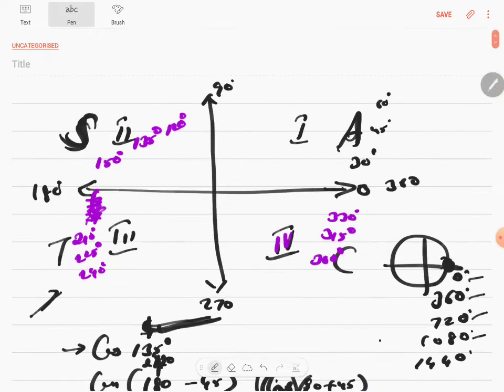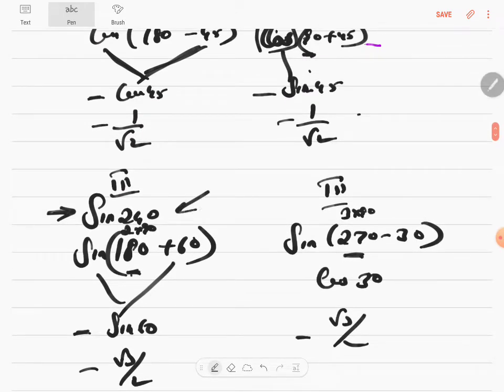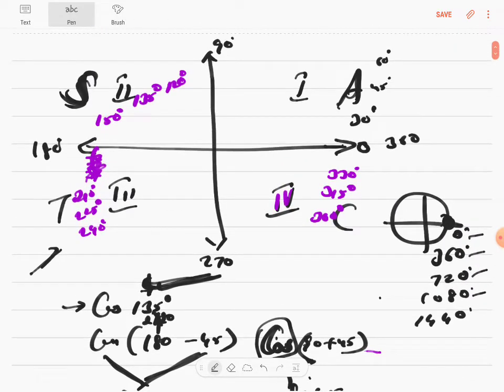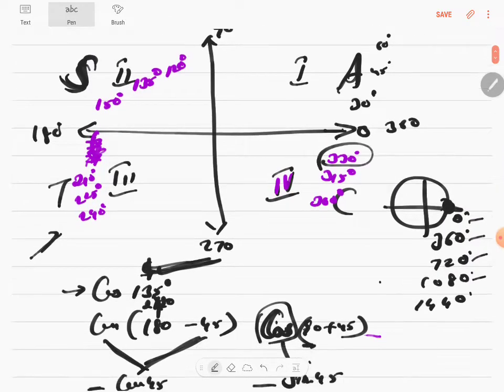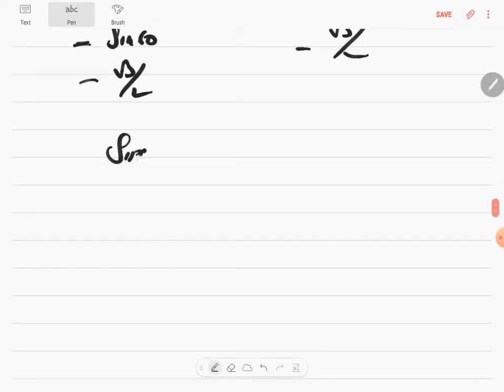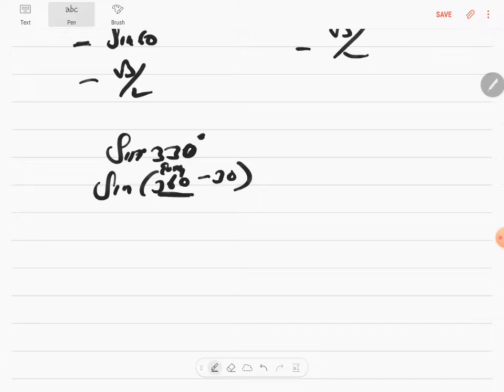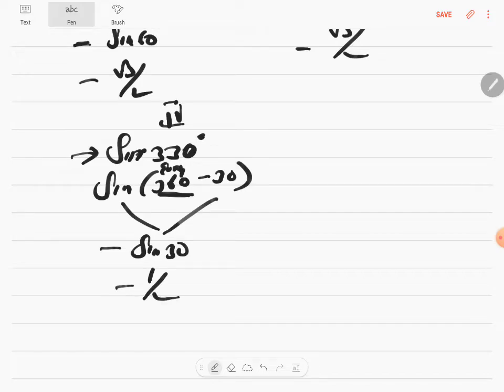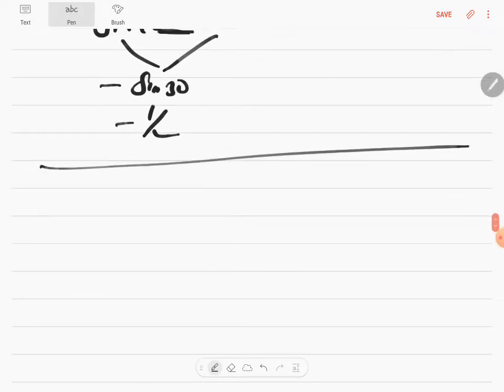So I hope you understood how, if they ask you different angles, a larger angle, you can write it as sine 180 minus, or 180 plus, or 360 minus. If it's sine 330, it can be written as sine of 360 minus 30, where this is an even integral multiple of 90, 90 into 4, so it will be sine 30. And which quadrant? This is the fourth quadrant where cos only is positive. The question is about sine, so minus sine 30, which is minus 1 by 2. So these are the things that you should know.